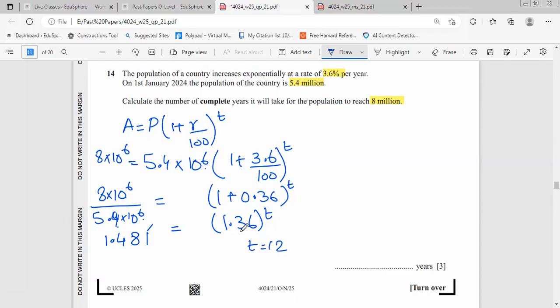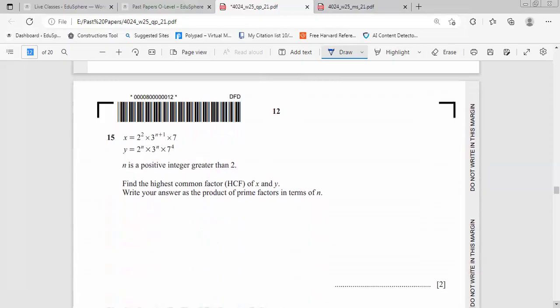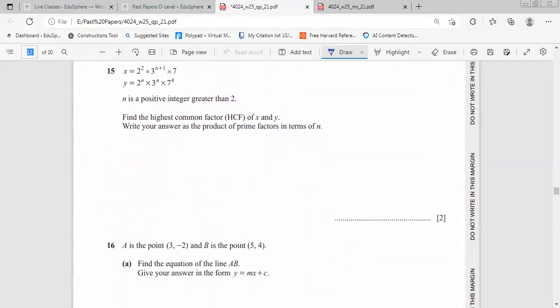Because if you compare it, I compared so many different values. I took 1.36 to the power of 5, 6, 7, till 11, and it was below 1.4. Yeah, it was below that value. So when I took it to 12, it is almost equal to this. So it's 12 years. Next, we have this value of x and y given.